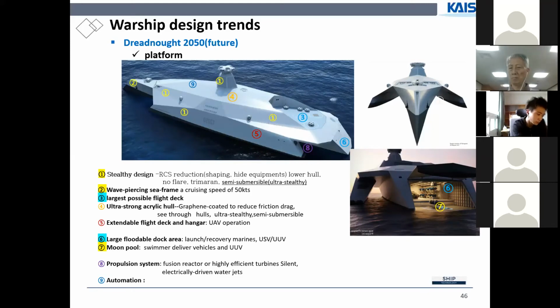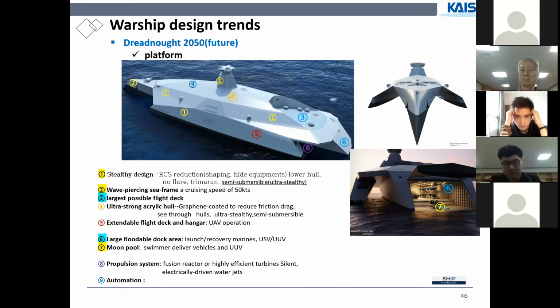I strongly recommend our students be interested in the design trends. I think in the future, our students can find a job, because actually this is not a real ship. This is a concept ship. So personally, I think maybe in the not so very near future we can reach that.